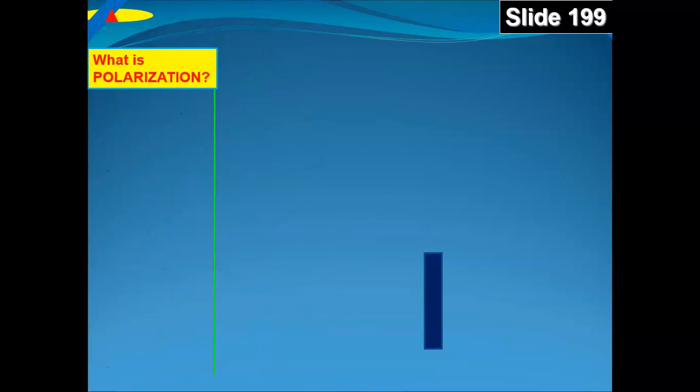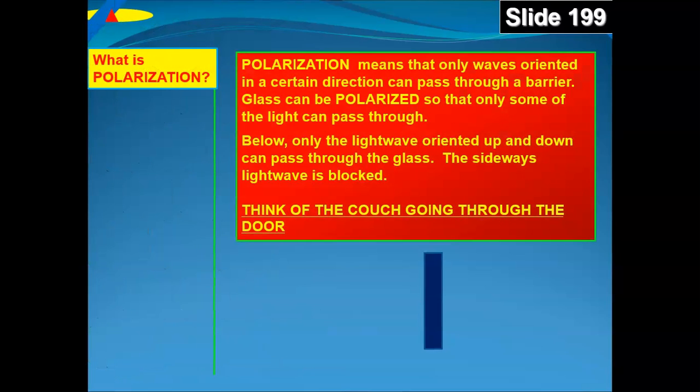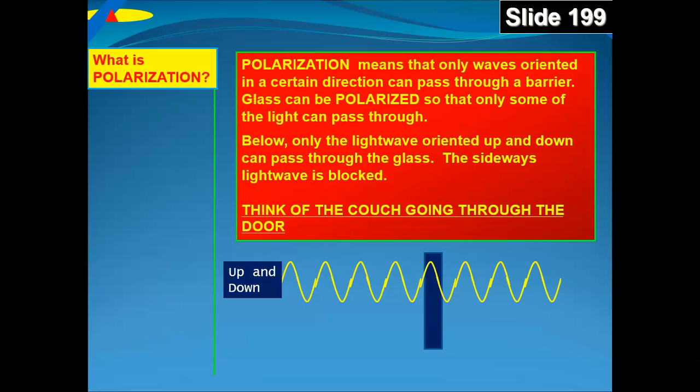Okay, what is polarization? Polarization means that only waves oriented in a certain direction, that means pointed in a certain direction, can pass through a barrier. Glass can be polarized so that only some of the light can pass through. Below, only the light wave oriented up and down, this one, can pass through the glass, like that. The sideways light wave, this one, is blocked.